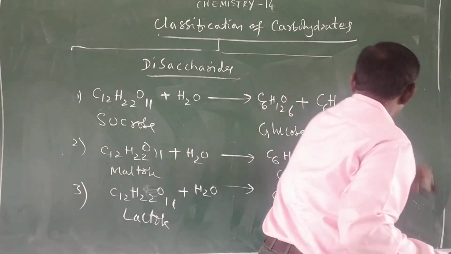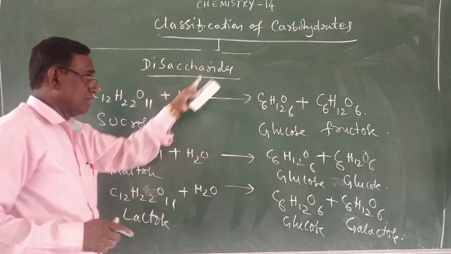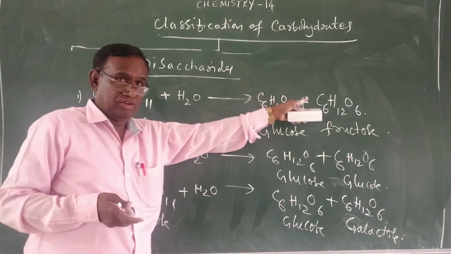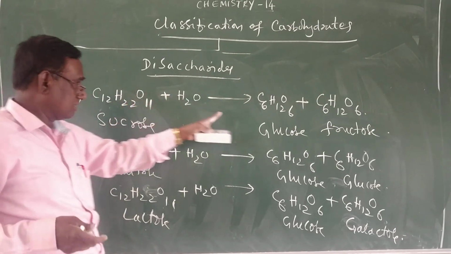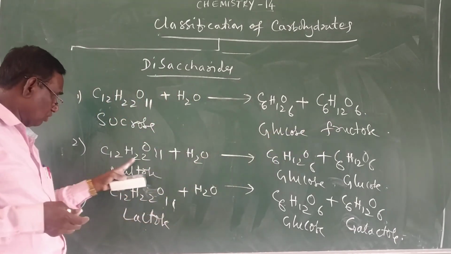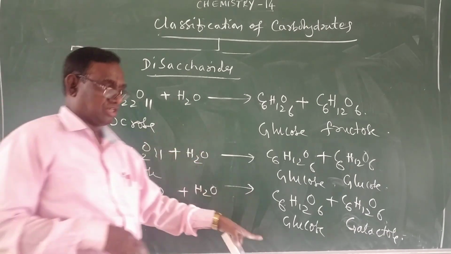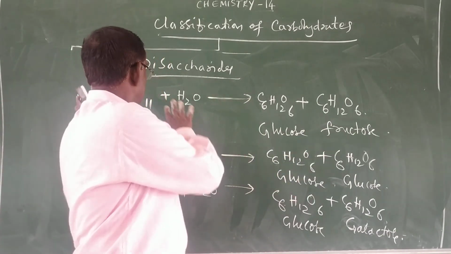So these are the hydrolysis reactions of disaccharides. Disaccharides are those which on hydrolysis give two monosaccharide units. Sucrose on hydrolysis gives glucose and fructose. Maltose gives glucose and glucose. Lactose gives glucose and galactose. So these are disaccharides.